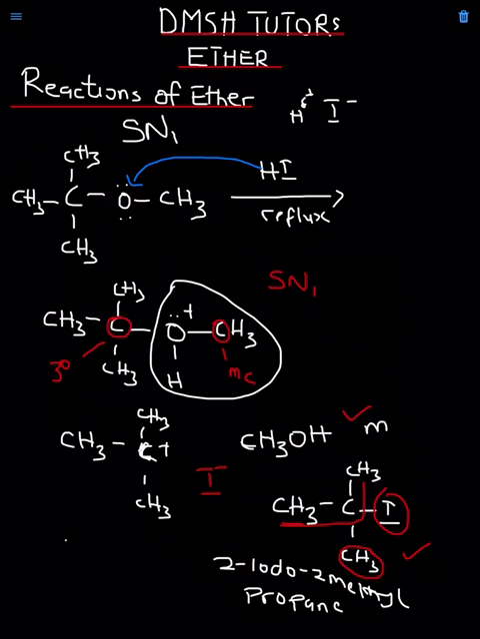And this is methanol. So this is how to deal with SN1 reactions. Just check the two carbons that are involved with oxygens. Is there a tertiary carbon there? If it is a tertiary carbon, then the reaction will take place as an SN1 reaction.